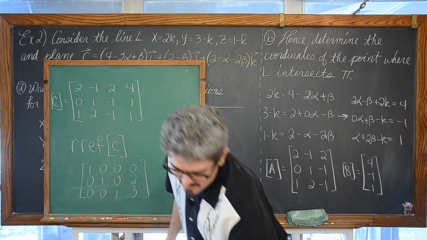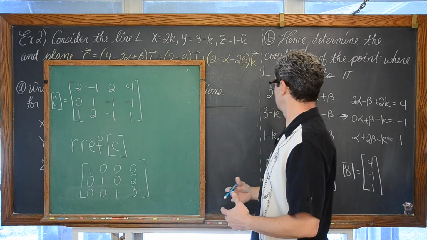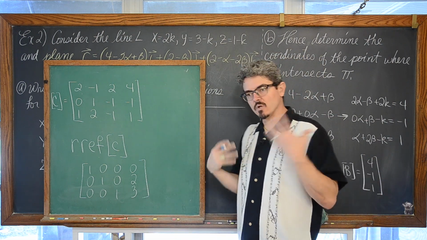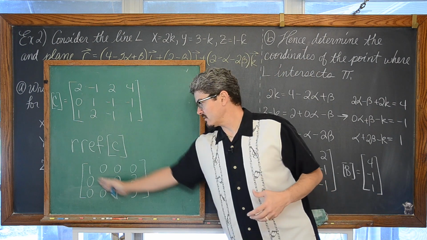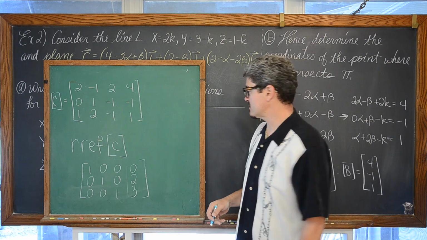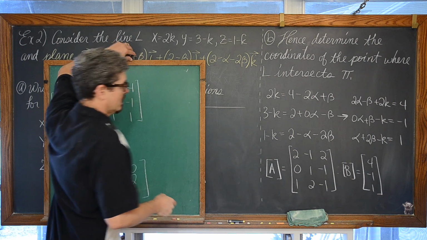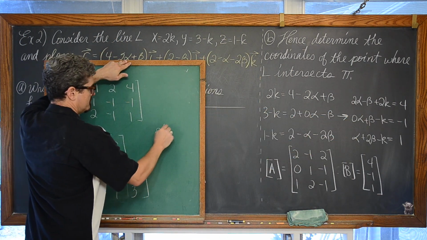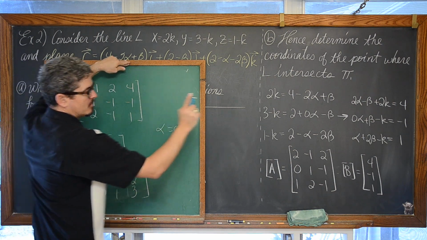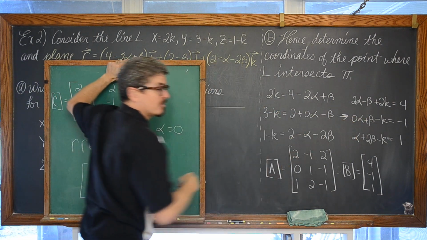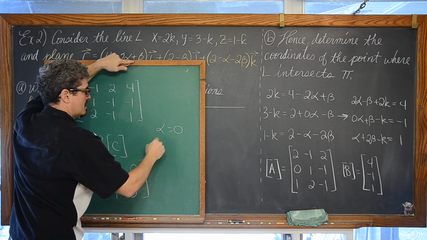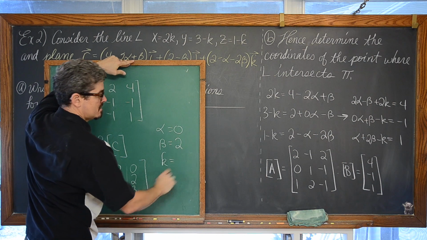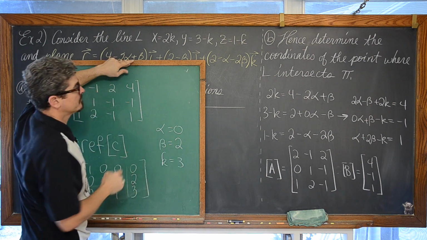Basically, what I mentioned initially, you can solve this 3 by 3 system by Gaussian elimination in that reduced row echelon format. The calculator's doing that for you. And we have that alpha is equal to 0, beta, because that's the next variable in our column there, is equal to 2, and k is equal to 3.